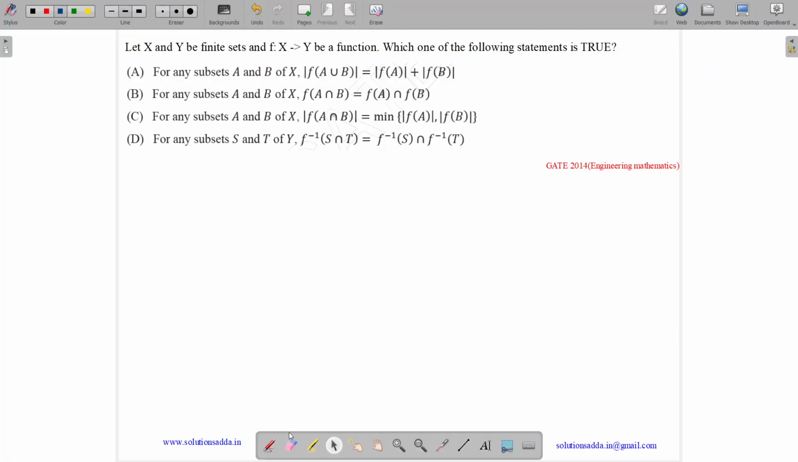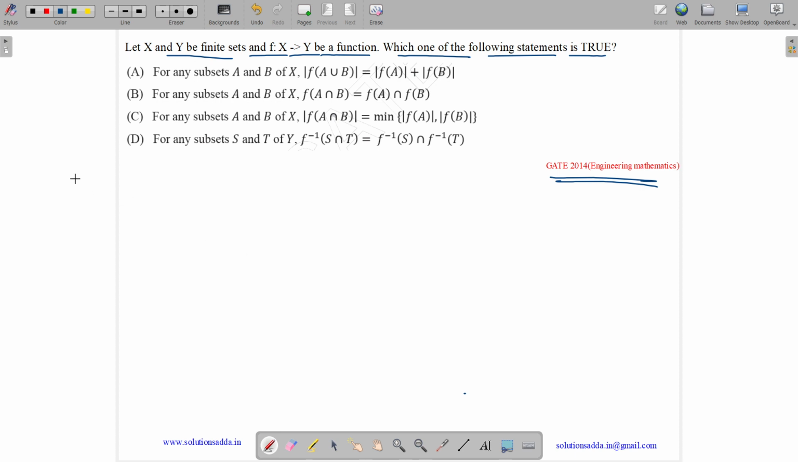This question belongs to engineering mathematics subject and was asked in GATE CSE 2014 set 3. So the question states, let X and Y be finite sets and a function f: X to Y be a function. Which one of the following statements is true? Okay, so what I will do is take an example to check the following statements and tell you the reason why a given statement is false.